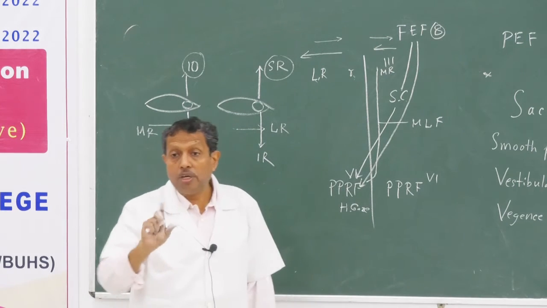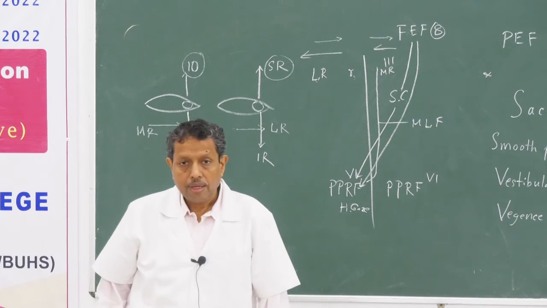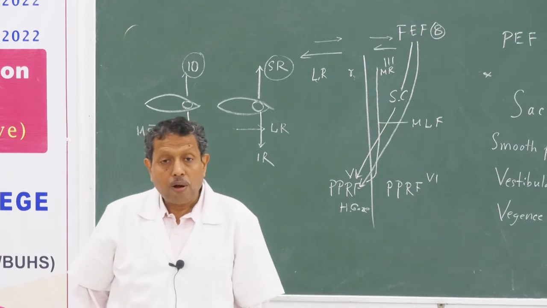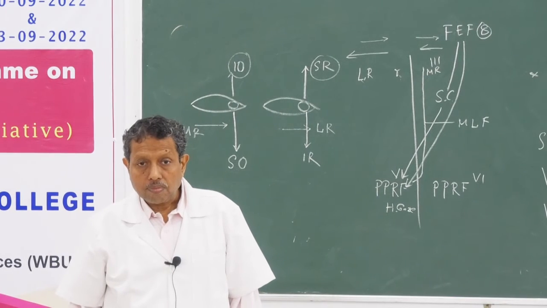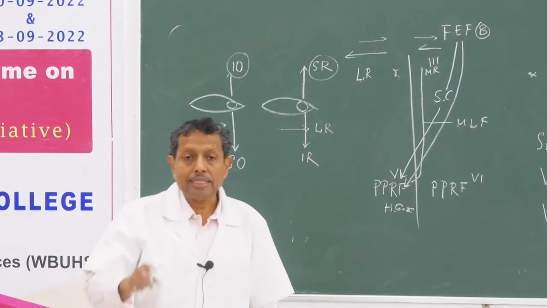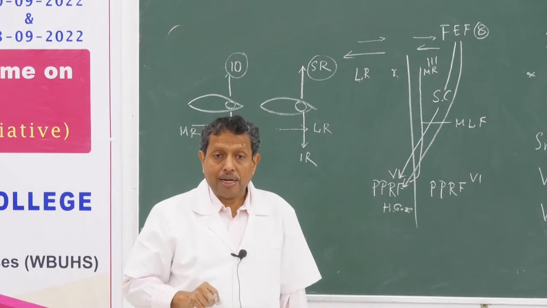So the eyeball is looking towards the side of the lesion. In case of paralytic squint, the eyeball looks towards the side of the lesion. That is the lesion. Or in some cases there is internuclear ophthalmoplegia.